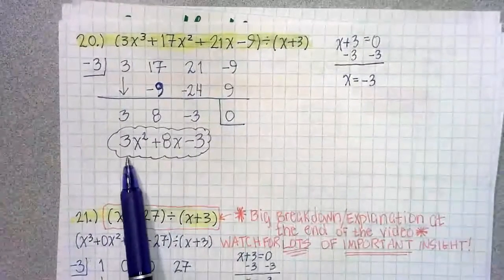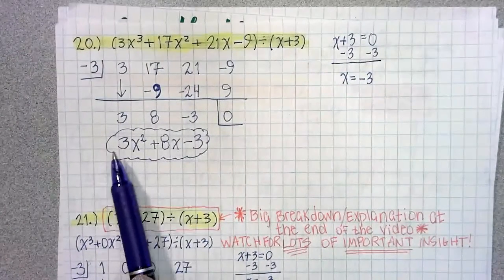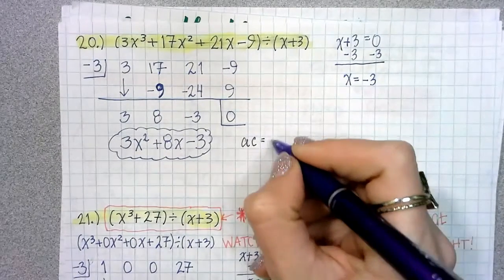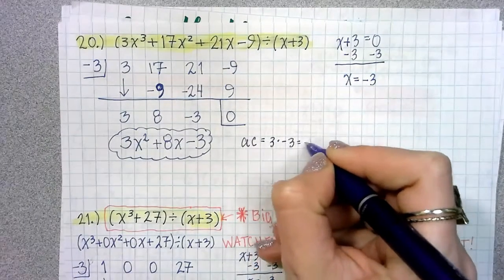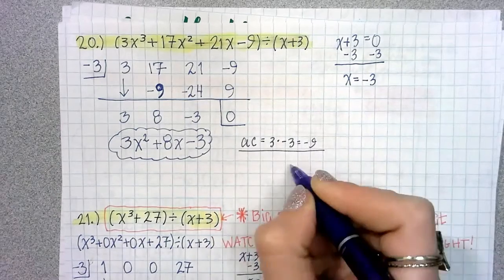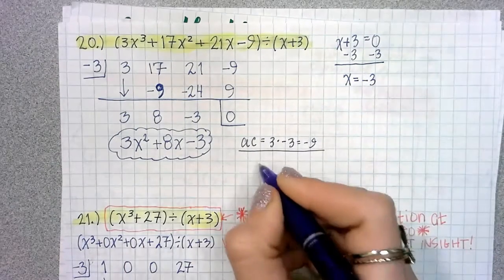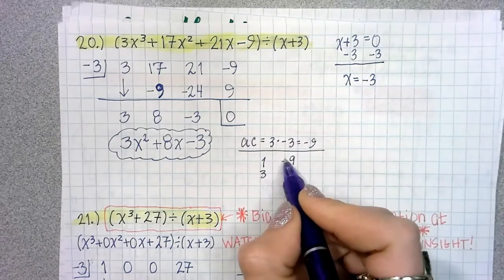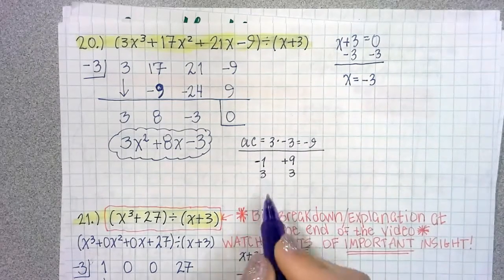Here, another factor. This might be factorable because I'm seeing 3 times negative 3 is negative 9. Let's do a little AC for practice. So 3 times negative 3 is negative 9. What multiplies to give you 9 and adds or subtracts to give you 8? Well, 9 is 1 and 9, or 3 and 3. And 1 and 9 looks pretty nice. Positive 9 and negative 1. So yes, this is factorable.